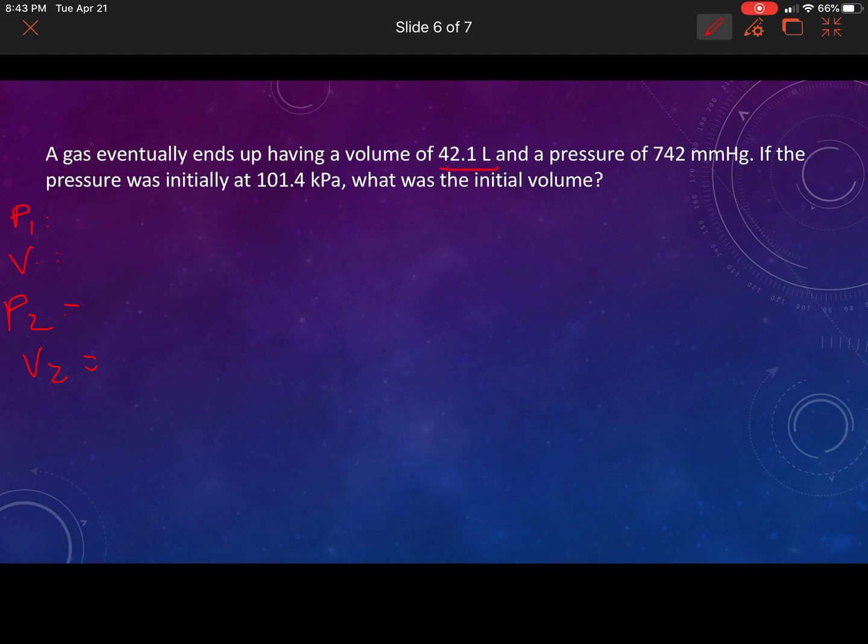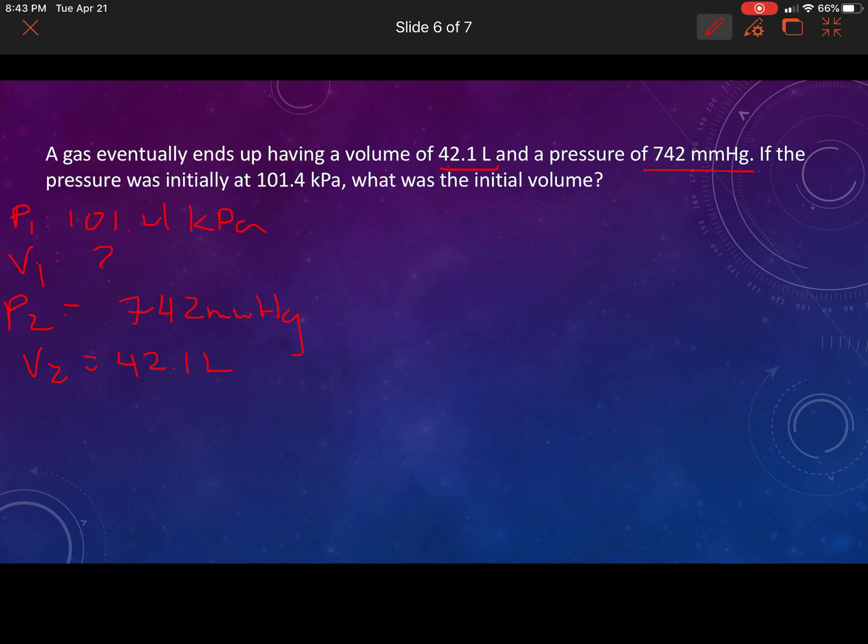And we're just going to start filling in our values here. So it eventually ends up having a volume of 42.1 liters. So this is going to be our secondary condition, and a pressure of 742 millimeters of mercury. If the pressure was initially at 101.4 kPa, what was the initial volume? So in this case, you are going to be solving for V1, but right away, hopefully you've noticed there's a problem with this. So what's the problem?